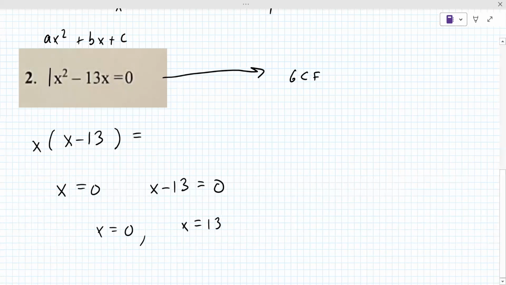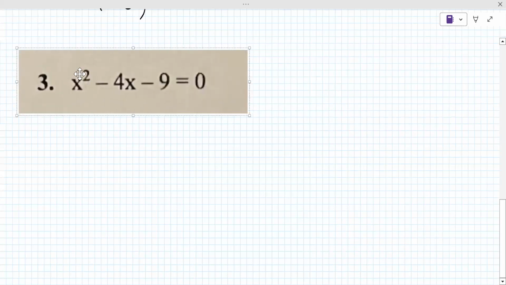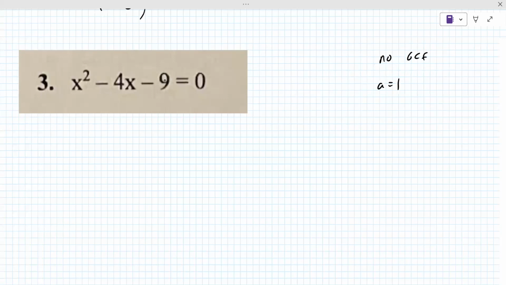All right. Any questions on that? No. Okay. Number three here. It's got an A, a B, and a C. You've got no GCF. It is A equals 1. Problem is there's not two numbers that multiply to 9 but add to -4. The only possibilities here are -1 and 9, 1 and -9, -3 and 3. So those don't work.